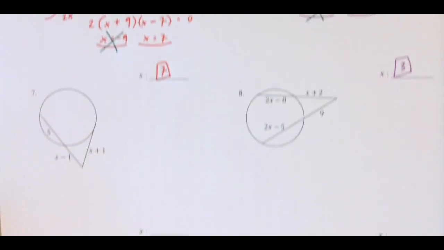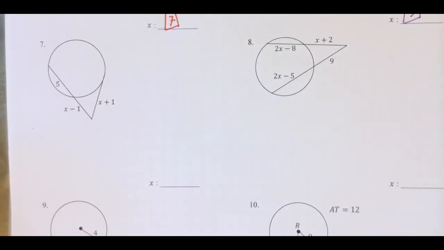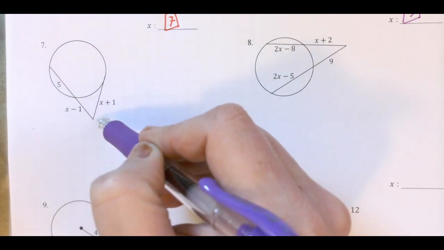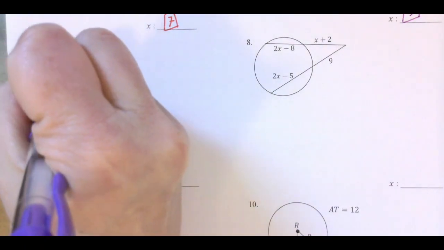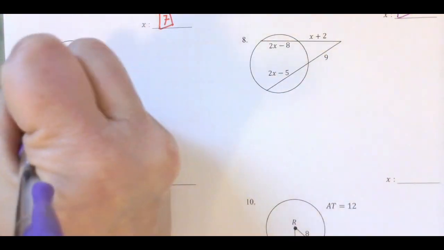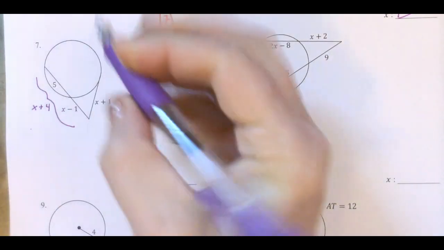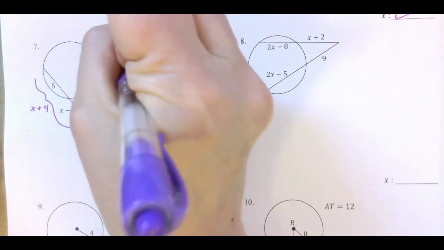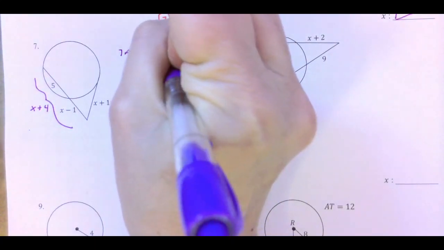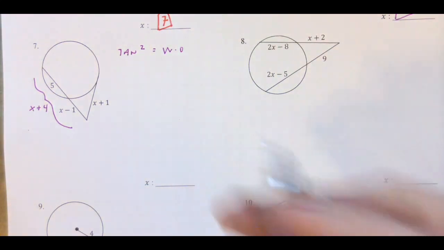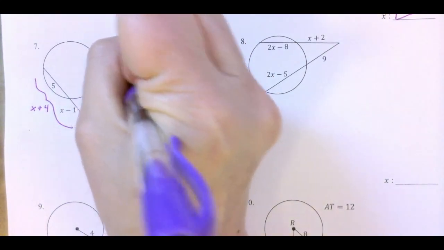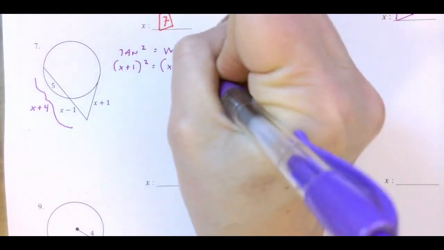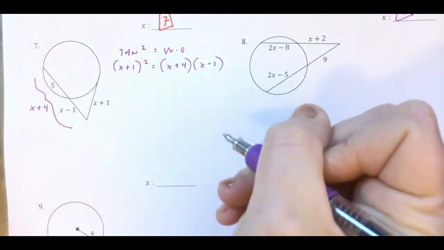Okay, next up. So here I see that I have a tangent and a secant. So I'm looking at my tangent segment squared is equal to the whole secant segment times the outside portion. So I have the tangent segment squared equals the whole times the outside. So my tangent segment is x plus 1, quantity squared, equals the whole, which is x plus 4, times the outside, which is x minus 1.